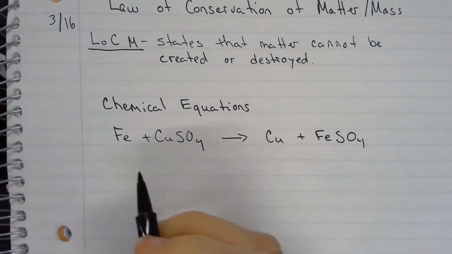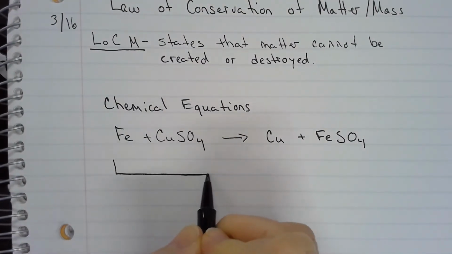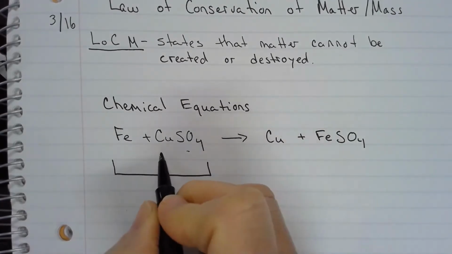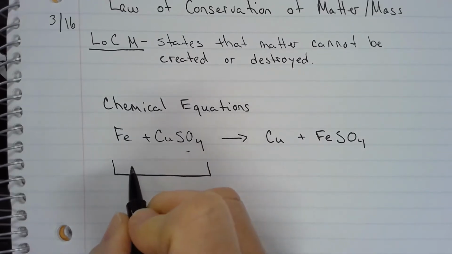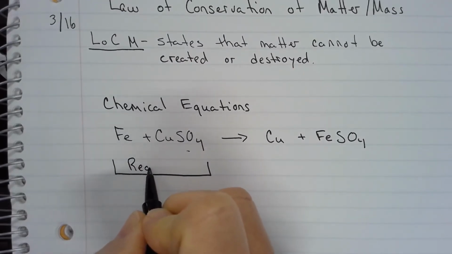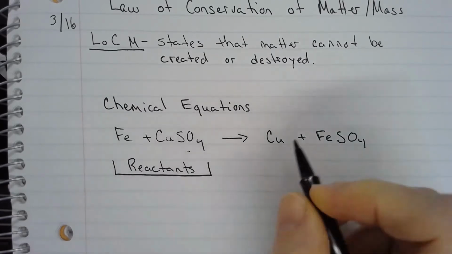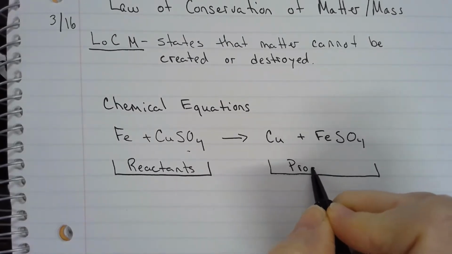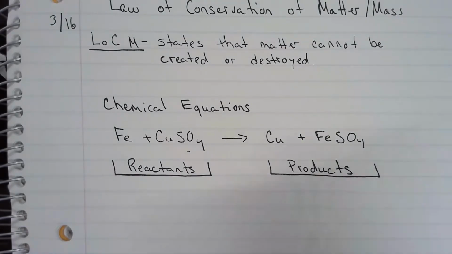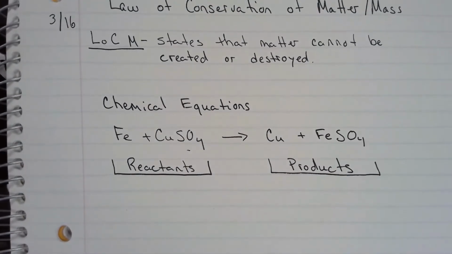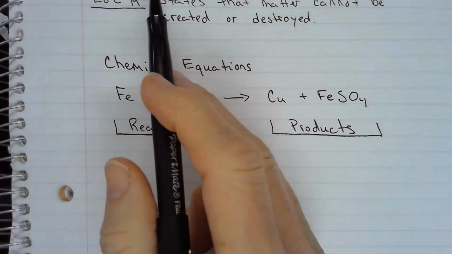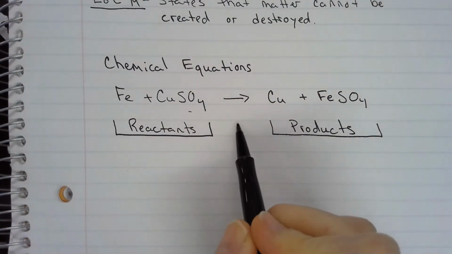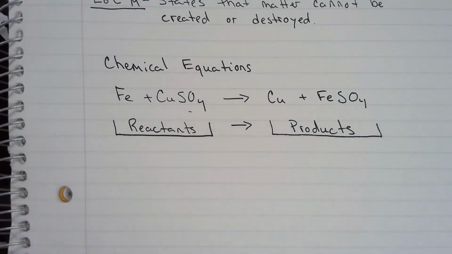So here's a couple of things you need to know. All of this on the left side of the chemical equation, these are my reactants. And on this side here, these are my products. And in accordance with the law of conservation of matter, these two things have to be equal. The reactants have to equal my products.